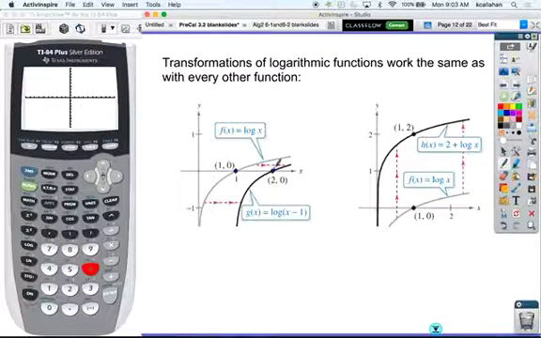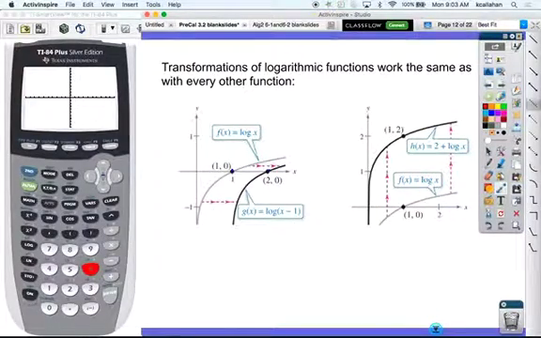Where's the asymptote on this one here? If it was shifted to the right one, now where is it? Okay, now the asymptote should be at 1. Let's see that.